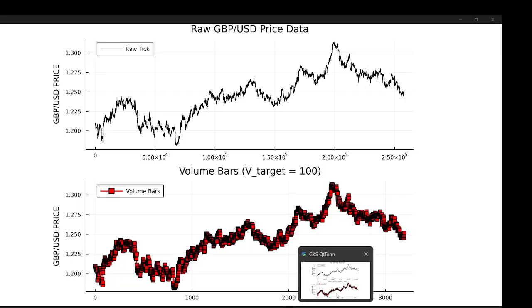Now, here is our volume bar aggregation. As you can see on the top, we have raw GBP USD price data. And on the bottom, we have volume bar aggregation where V sub target equals 100, right? So our volume target is 100. So every single bar has a volume of about 100, right? And as you can see, it has this beautiful structure to it.